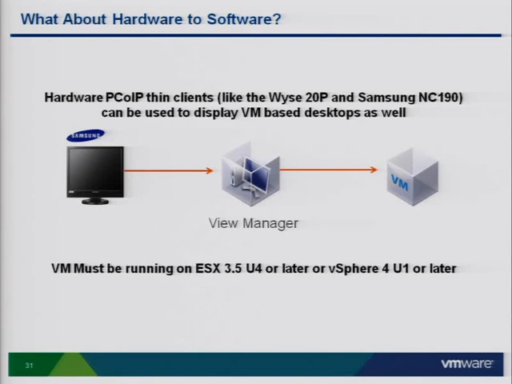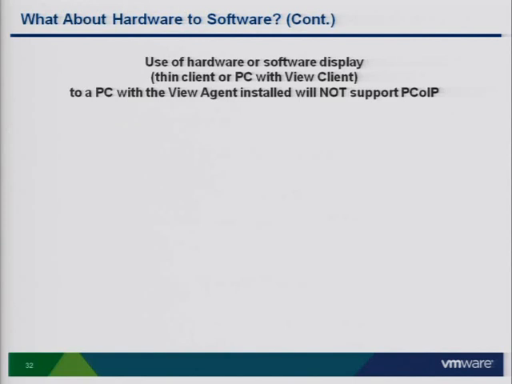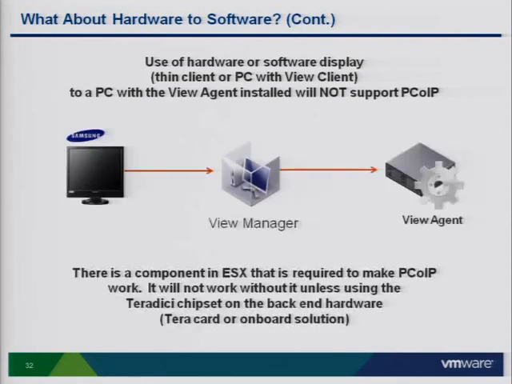Now, the reason I have this sort of redundant introductory slide is because of this question. I want to take a PC, and I want to install a View agent on it. I want to broker the connection, and I want to use a PC over IP thin client on the front end and broker back and get PC over IP. Can't do it. You have to have ESX or ESXi on the back end because we've got a component in there that works with the View agent in order to make PC over IP work. So I can't just take a generic piece of hardware, stick a View agent on it, and broker a PC over IP connection back. Although we can broker connections to somebody's desktop, it's going to be an RDP connection.